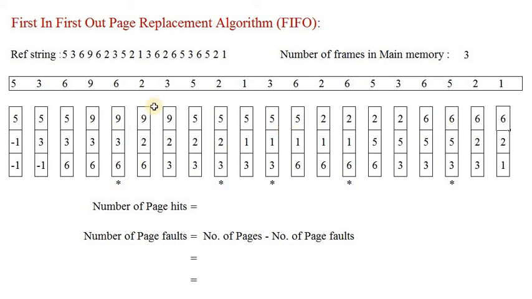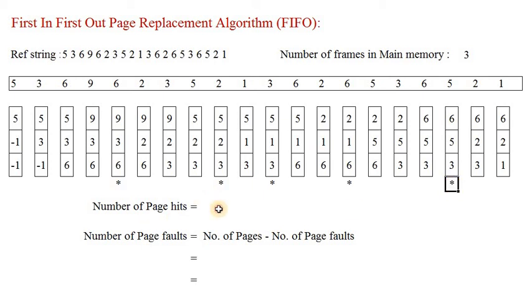So this is how we can insert the pages into the main memory using the FIFO page replacement algorithm, and we need to calculate the number of page faults finally. So how many page faults are there? First of all, we need to calculate the number of page hits. That will be simple now. We just count the number of asterisks here. So how many stars are there? 1, 2, 3, 4 and 5.